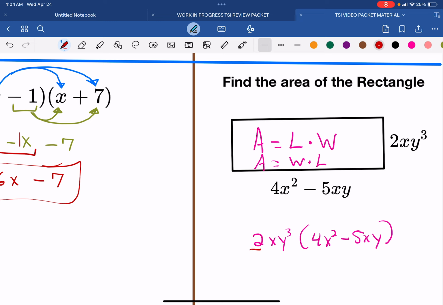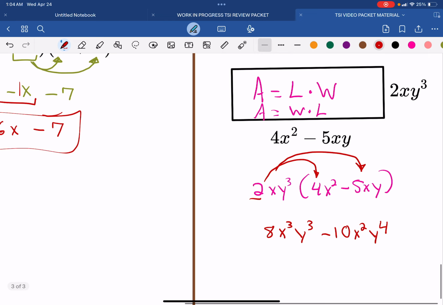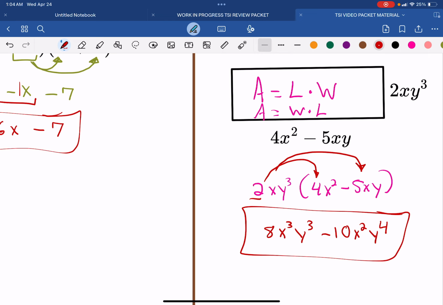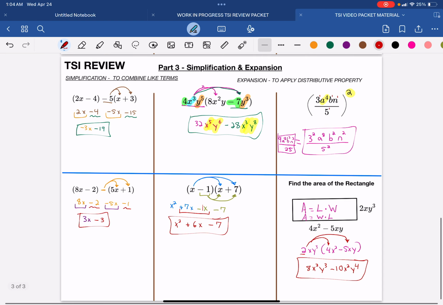So here we go. 2 times 4, 8. Then x times x squared, x to the power of 3. There was no y, bring down the y. Then 2 times negative 5, negative 10. x times x, x squared. y cubed times y, y to the 4. Can I combine these? Nope. That is it. This was a little bit of simplification and expansion.